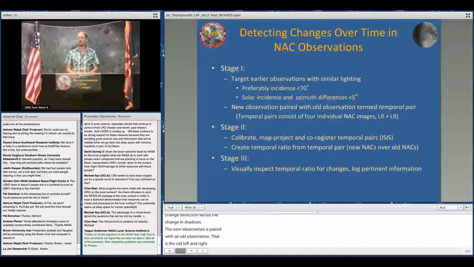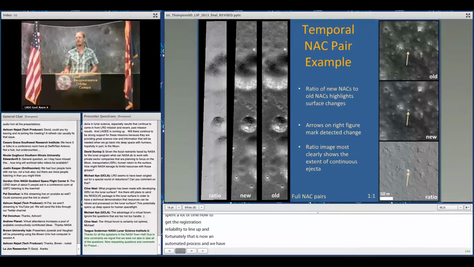And then we went through, processed all that data, spent a lot of time figuring out how to get the map projection and co-registration to reliably and accurately line up. And fortunately, that is now an automated process. And we've begun going through the stage of looking at the data and analyzing it for any of the new impact features that have been found.